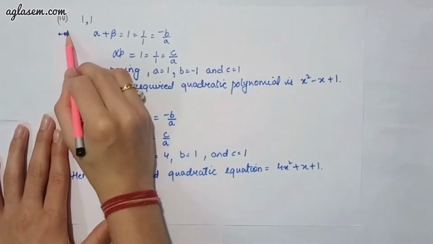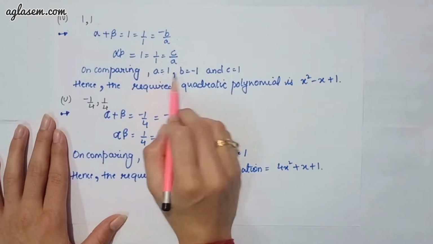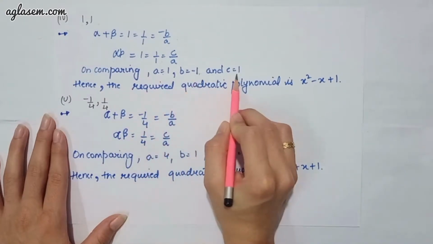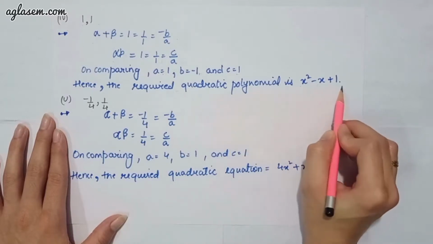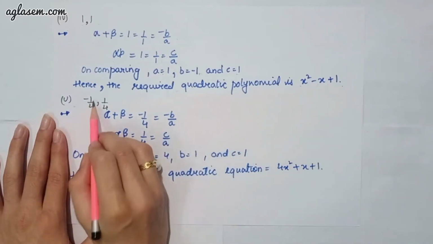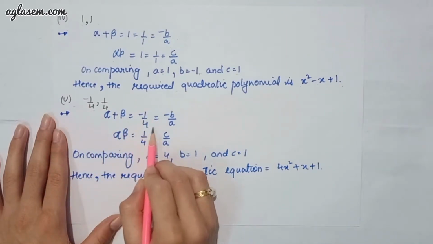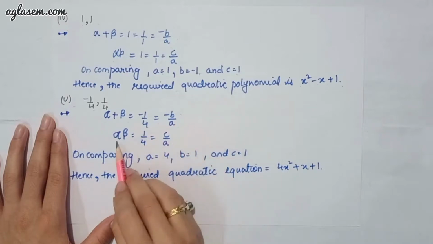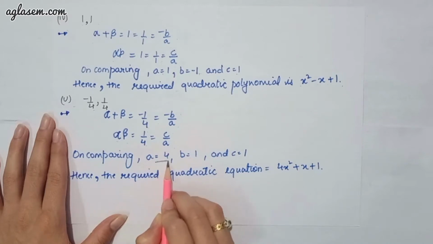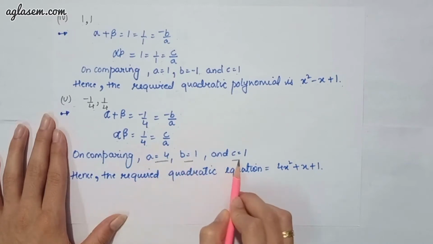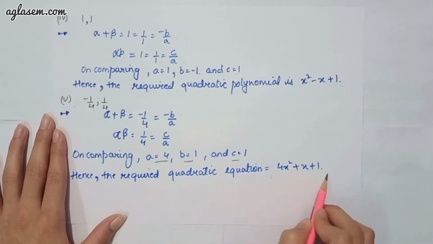Moving to our fourth part which says 1 and 1. Again alpha and beta, on comparing we will get a is equal to 1, b is equal to minus 1 and c is equal to 1. Therefore the required quadratic polynomial will be x square minus x plus 1. Fifth part says minus 1 upon 4 and 1 upon 4. Again alpha plus beta is equal to minus 1 upon 4, that is equals to minus b upon a. So alpha into beta will be 1 by 4, which is equals to c upon a. So here a is equal to 4, b is equal to 1 and c is equal to 1. So the required quadratic polynomial is 4x square plus x plus 1.